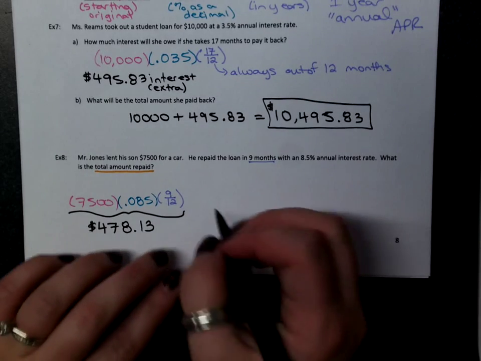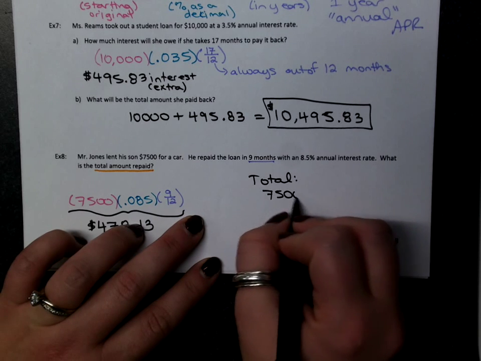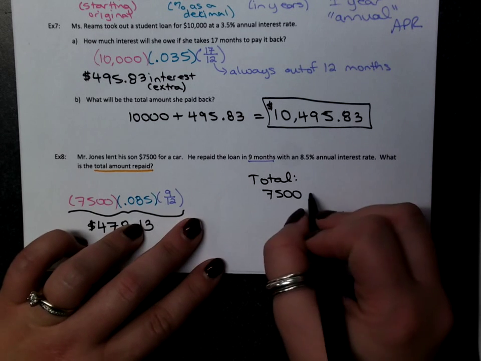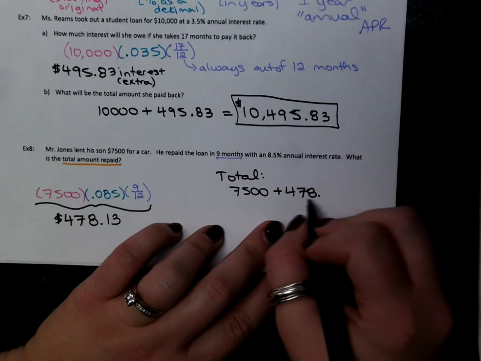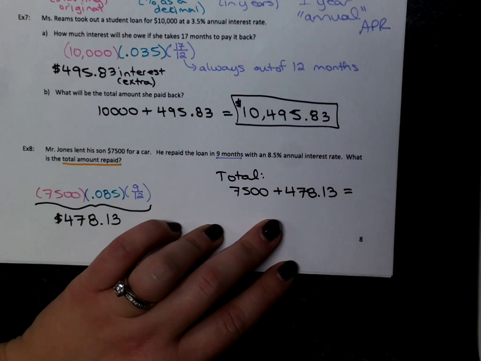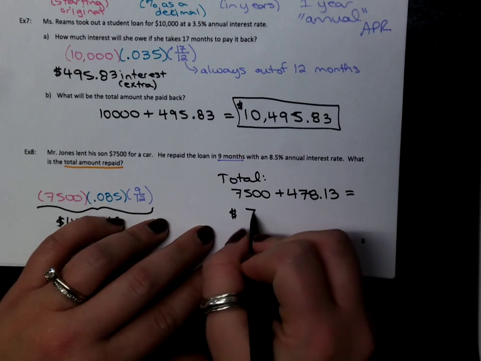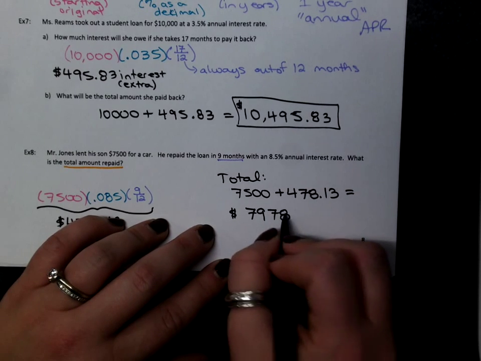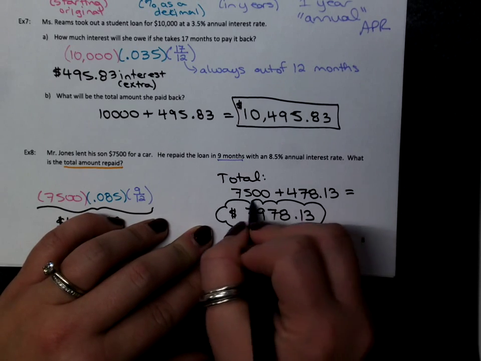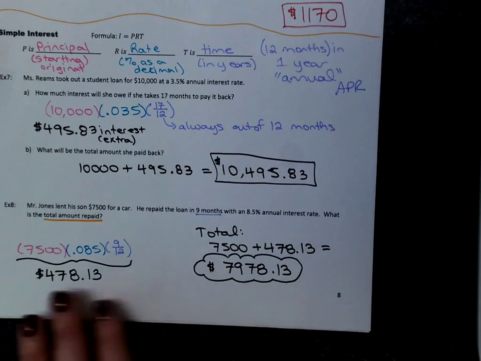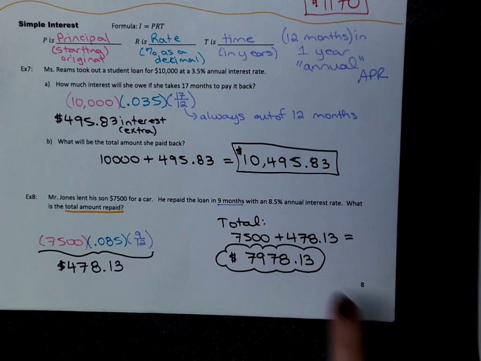The question is asking the total amount he repaid. The total amount he repaid is the $7,500 he owed plus the $478.13 in interest. So if we add those together, the total amount he had to repay was $7,978.13. And so that is the answer they want. So they're going to ask it as one question. You still have to do it separately. Find the interest and then the total. And they're always going to want this total.